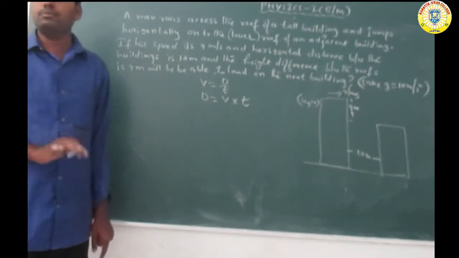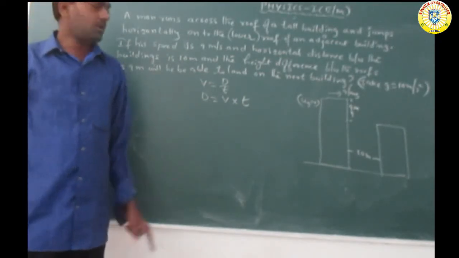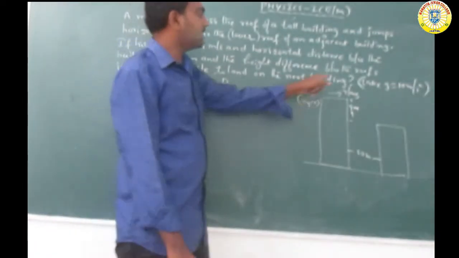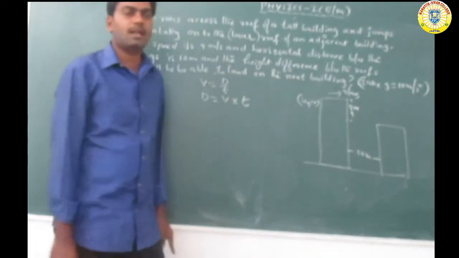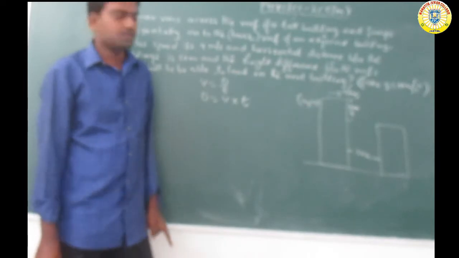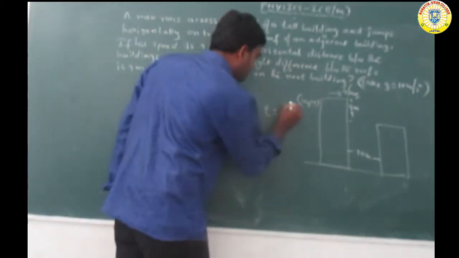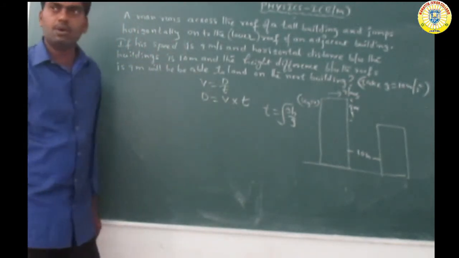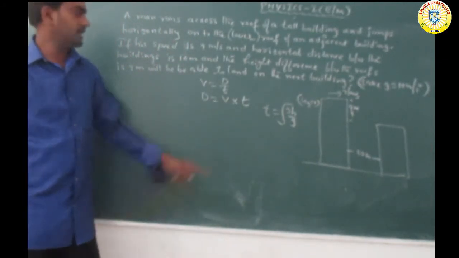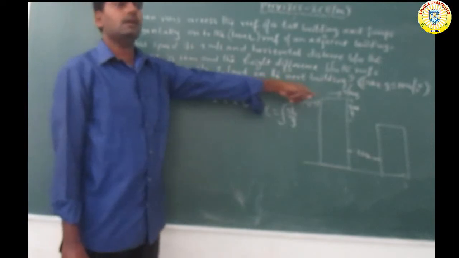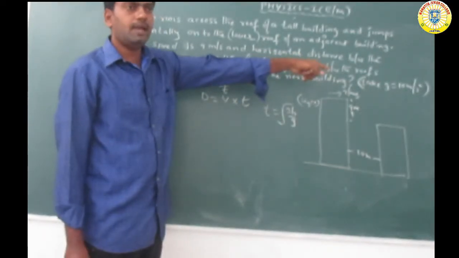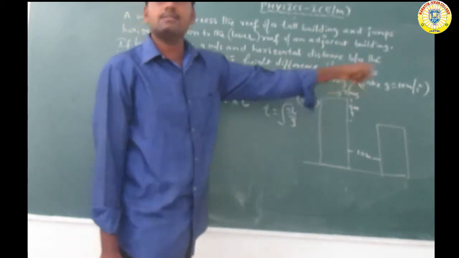What is the time though? To find out the time, here also it is a free falling body. So t is equal to under root of 2h by g. h is already given, that is 9 meters. g is also given, take g value 10 meters per second square.